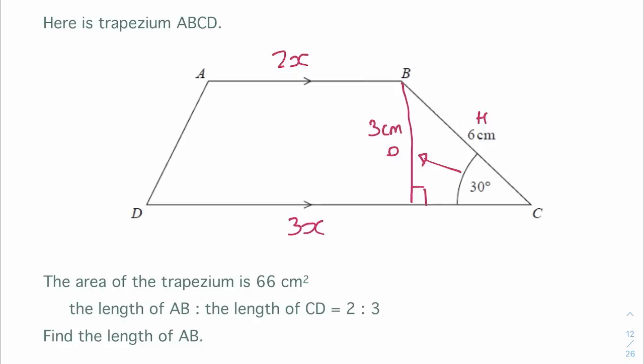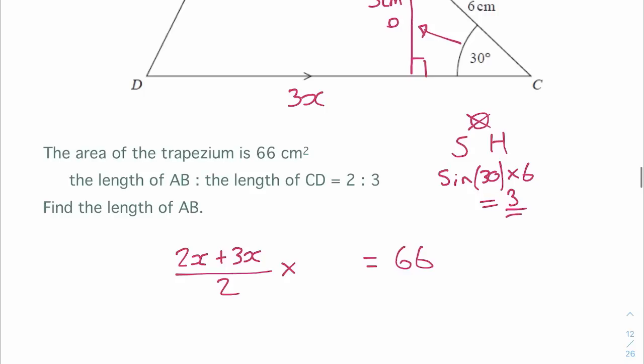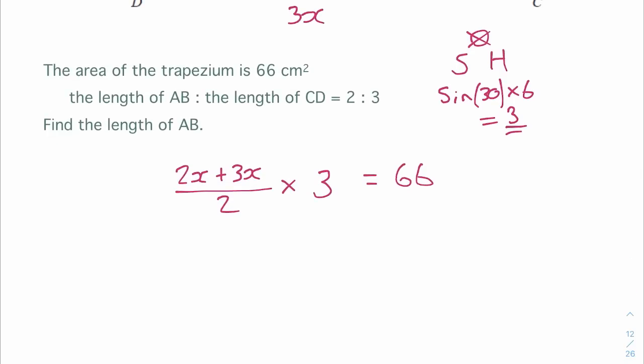But of course for that, you would just write down your SOHCAHTOA triangle. To work out the opposite, you do sine 30 multiplied by 6, and it gives you 3. So there we go, we get a height of 3. Coming down to our trapezium formula, we're going to times by the height, which is 3, and we get 66. So this is the equation that we need to solve.